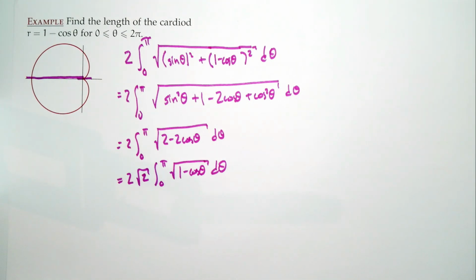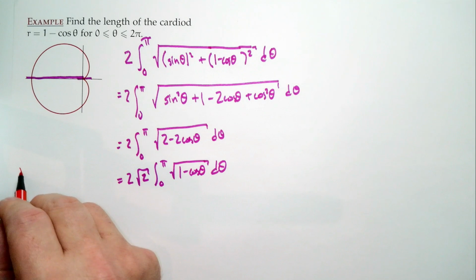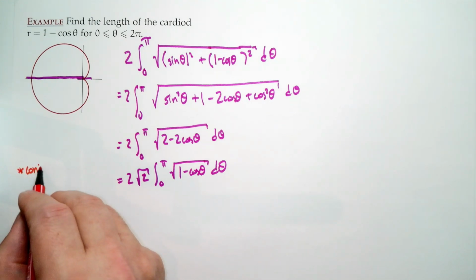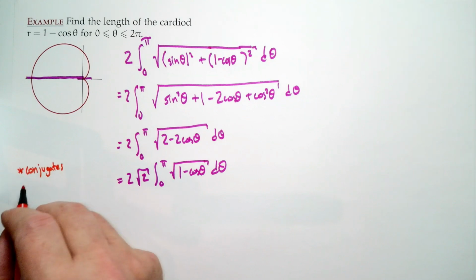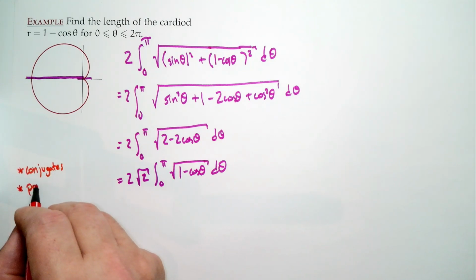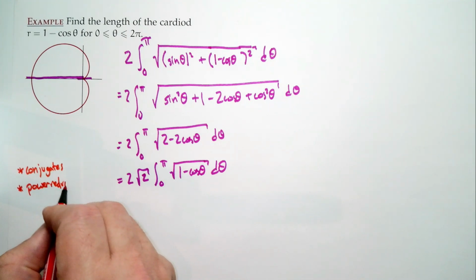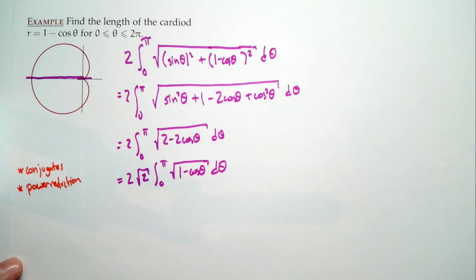All right, now, how do we handle that? We did do these types of integrals before. And I'll tell you that there were 2 things that we said you could do in this case. One thing you could do is use conjugates. The other thing you could do is power reduction. And you're probably thinking, no, you can't. There's no squares in there. Well, the thing about equations is they work both ways.